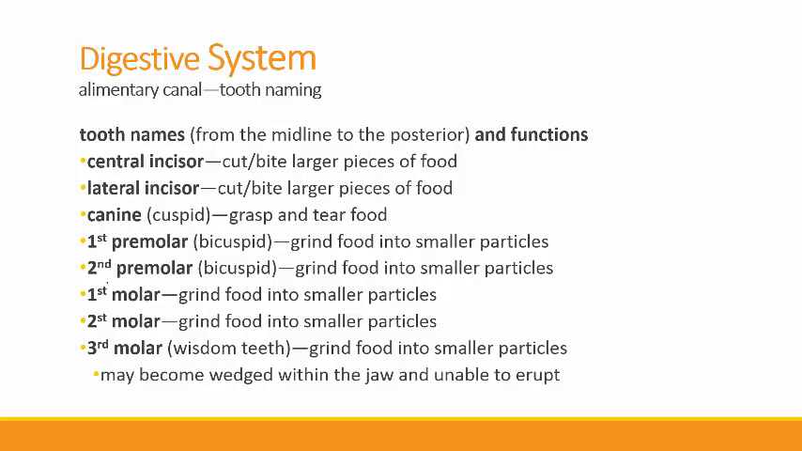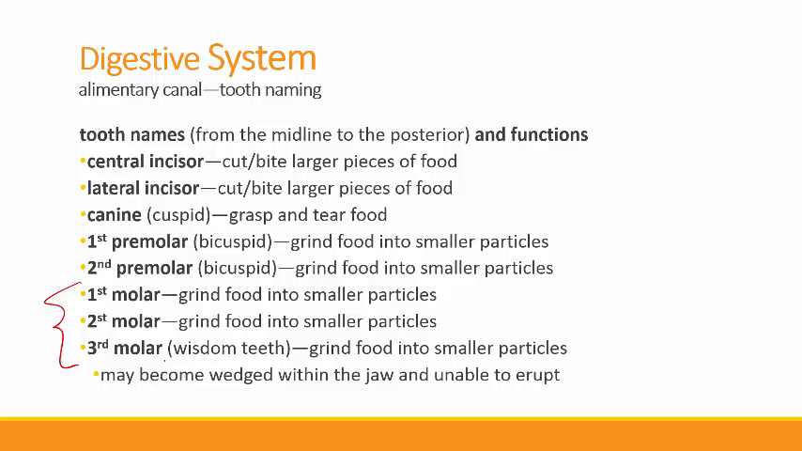Then 1st and 2nd premolars are the 2 bicuspids, and then we have 3 molars, the 1st, 2nd, and 3rd molars. The 3rd molar, that 3rd set, is what we call the wisdom teeth, the ones that come out between the ages 17 and 20. And their job is all about grinding. So they chew, they rub the food in between the big flat surfaces of the molars and just grind away.